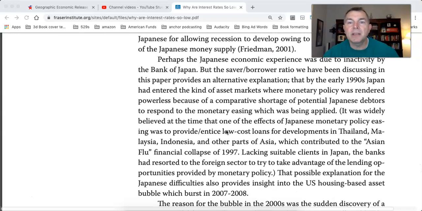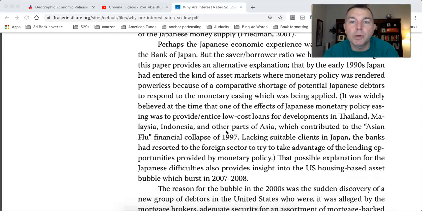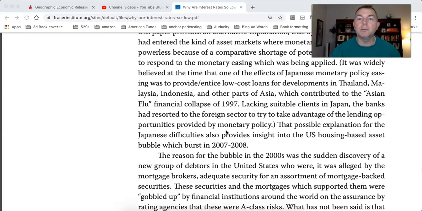But perhaps the Japanese economic experience was due to inactivity by the Bank of Japan, maybe, but the saver-borrower ratio we've been discussing in this paper provides an alternative explanation, that by the early 1990s, Japan had entered the kind of asset markets where monetary policy was rendered powerless. Rendered powerless because of comparative shortage of potential Japanese borrowers to respond to the monetary easing which was being applied. That's what it comes down to.